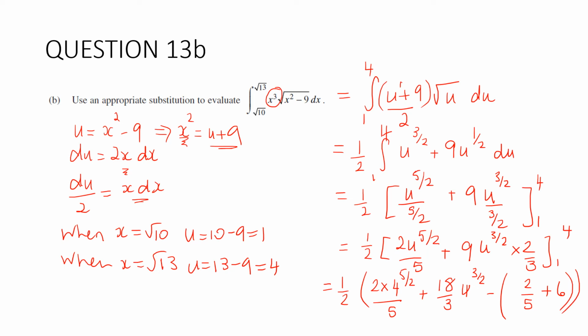Take away 2/5 plus 8 on 3 is 6. Okay, and I'm going to put all of that into my calculator, so just bear with me a second. We are going to get 0.5 times brackets 2 times 32 divided by 5 plus 6 times 8, take away, brackets, 2/5 plus 6, close the brackets, equals 27.2. Hope that's the right answer. I'm sure it is.